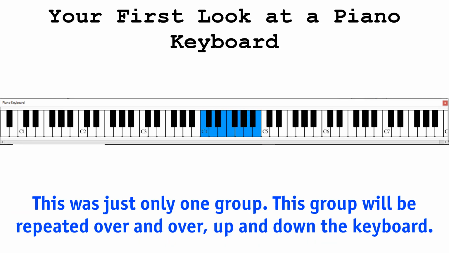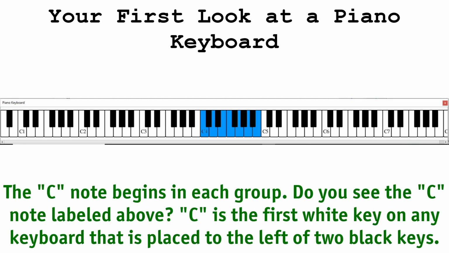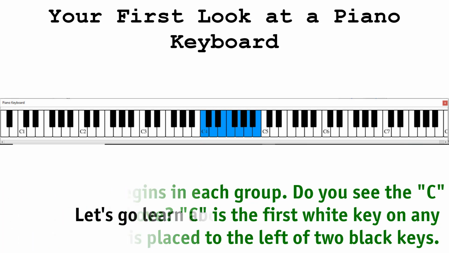This was just one group. This group will be repeated over and over, up and down the keyboard. The C note begins in each group. Do you see the C note labeled above? C is the first white key on any keyboard that is placed to the left of 2 black keys.